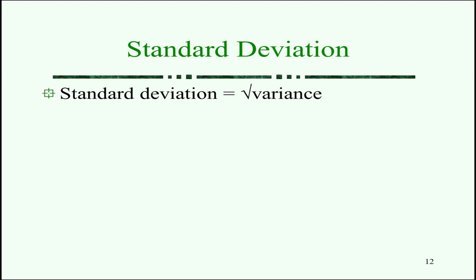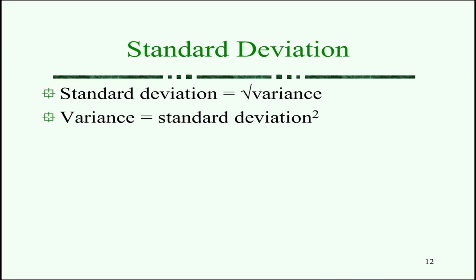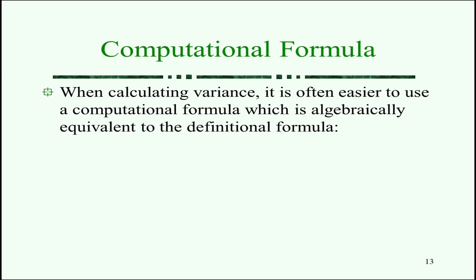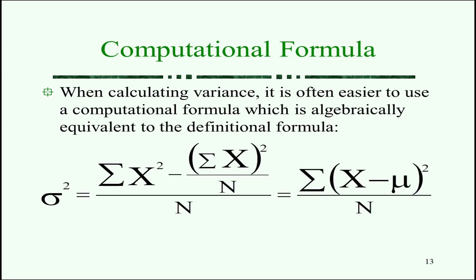The next one is standard deviation. Standard deviation and variance are related: standard deviation is equal to the square root of variance. If we need to find the variance, that is nothing but the standard deviation squared. Here there is a computational formula for the standard deviation and variance. First we are going to see the variance.